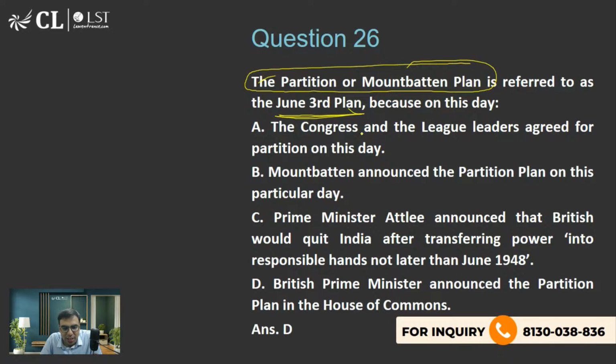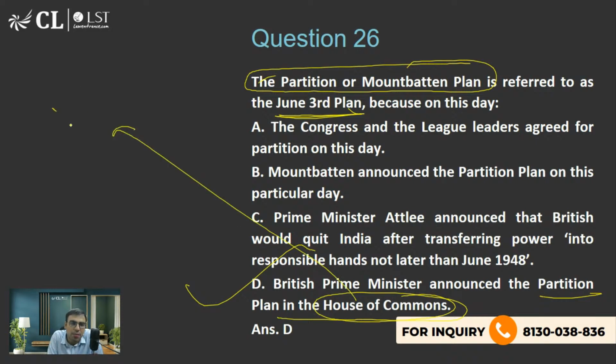The right answer is actually that the British Prime Minister announced the partition plan in the House of Commons. Why House of Commons? It is like the Lok Sabha. House of Commons is one of the houses in the British Parliament, similar to the Lok Sabha in India. House of Commons and House of Lords are the 2 houses in the British Parliament. Okay, this is the right answer.